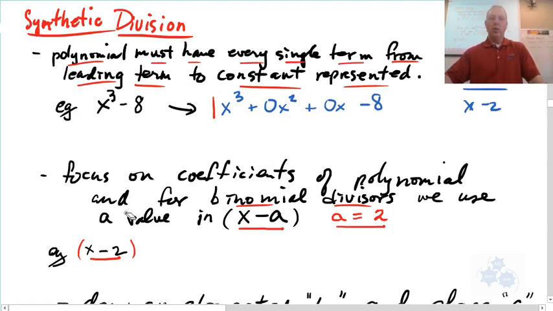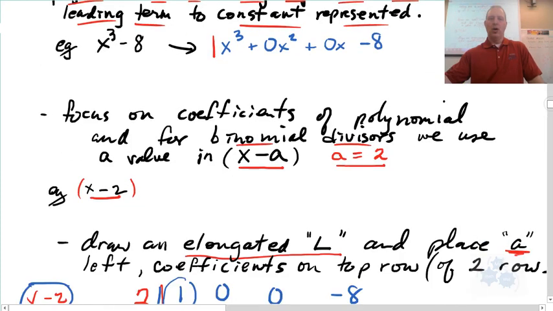Number 2, with synthetic division, we don't have to write out the whole polynomial with all the variables. We just focus on the coefficients of the polynomial. And for the binomial divisor, we use the constant term. Okay, so let me explain this a little bit. All right. So the format for the binomial term that we're going to divide by is going to be x minus a. This a is actually what we use in our synthetic division.